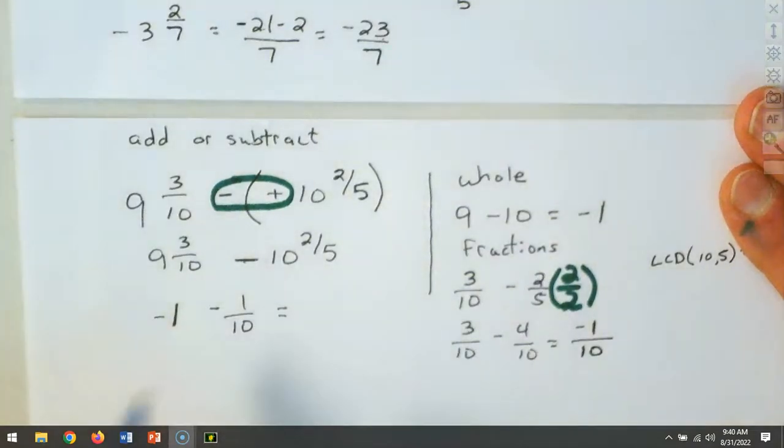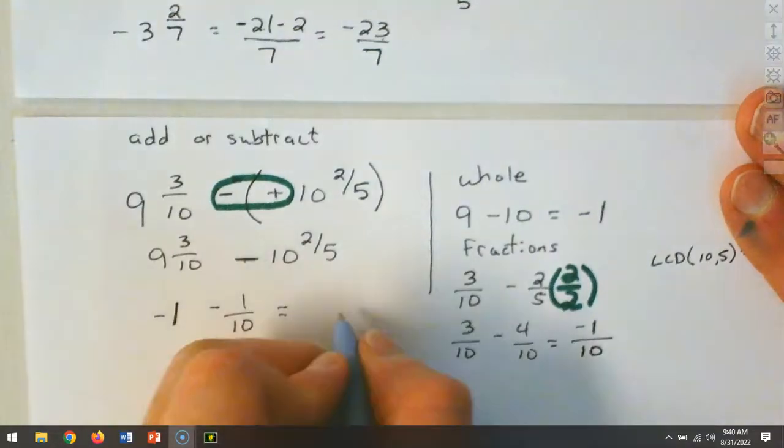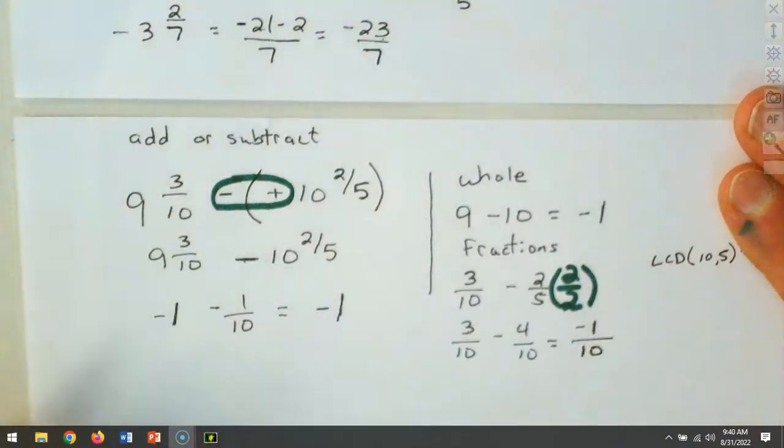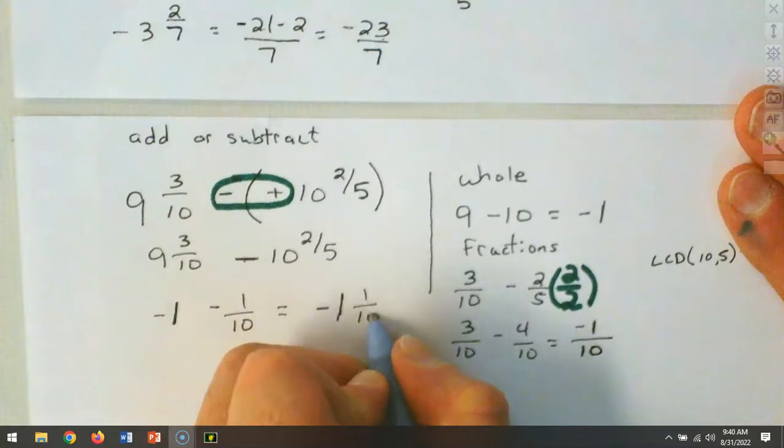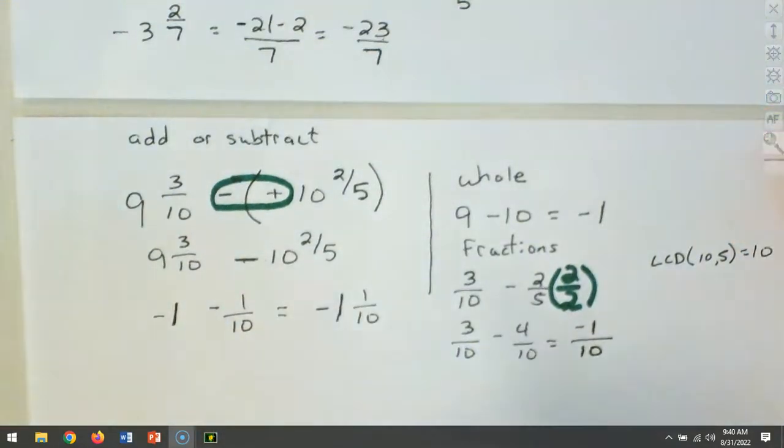Now we can finish it because these are the same. So those can go together, and that makes my answer minus 1/10 there. They just go together.